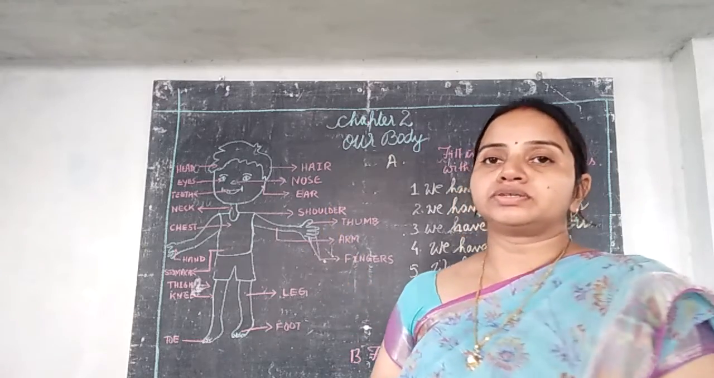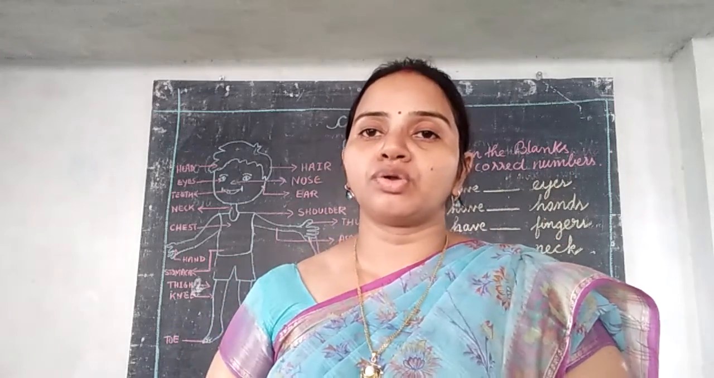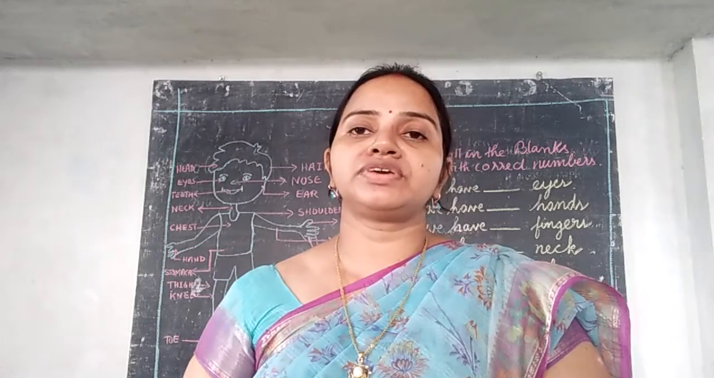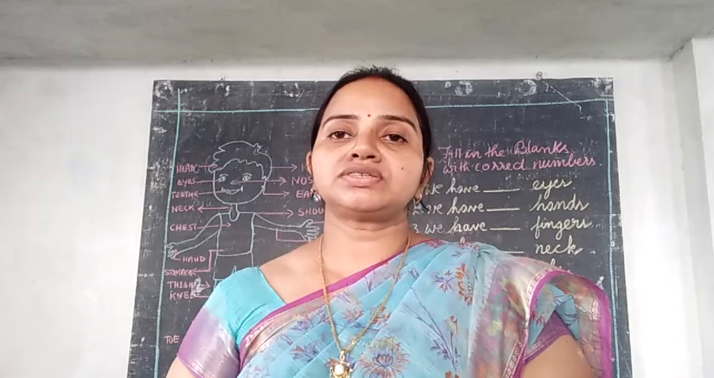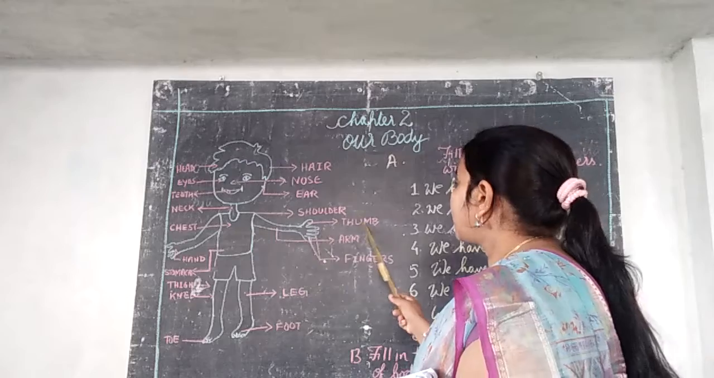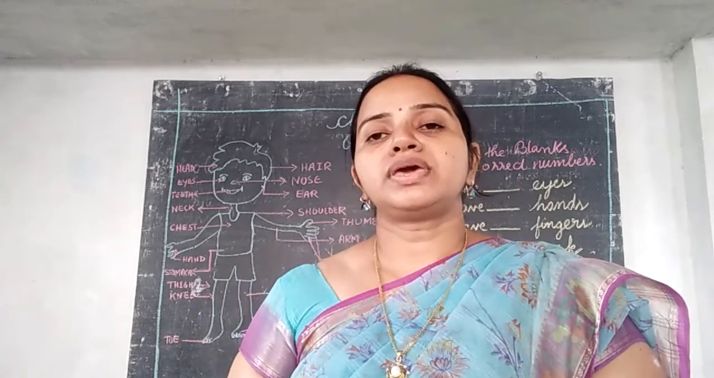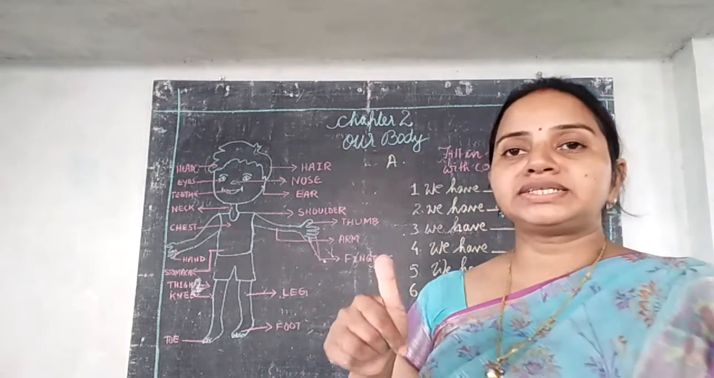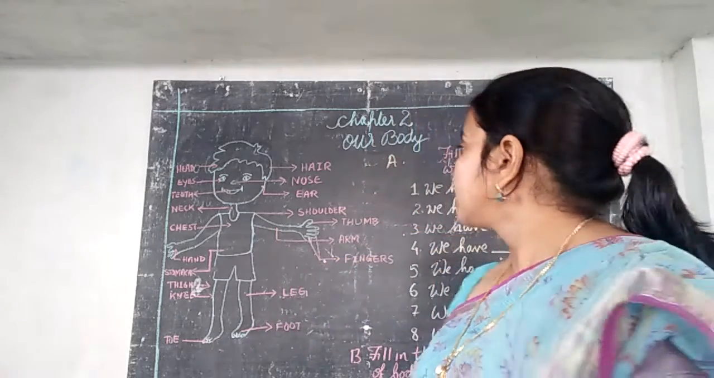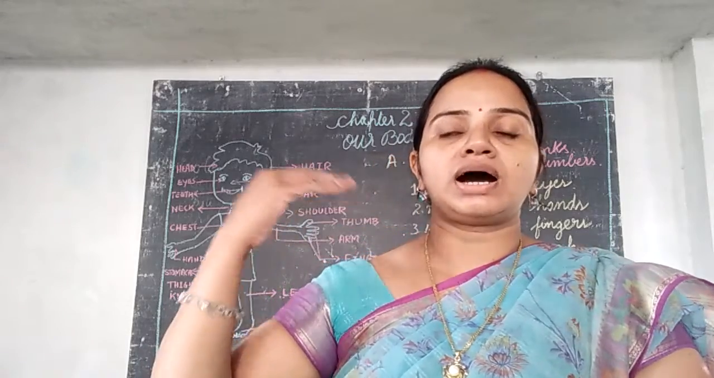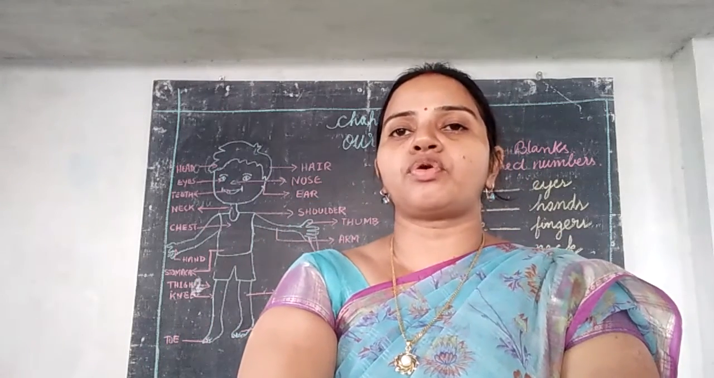Next we have shoulders. Shoulders help us to carry our load. When we carry our school bags, it is with the help of our shoulders that we can bear the heaviness of our bag. Then we have the thumb. With the help of the thumb we try to make a fist. We have two thumbs, one on the right and the other on the left. And then we have arms. So we can fold our arms. When we have to fold our hands, we have to fold our arms.